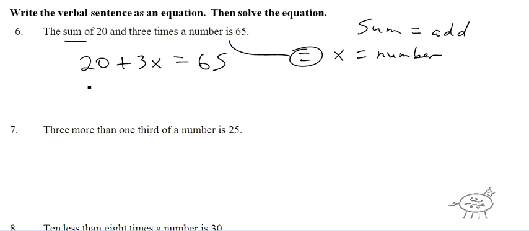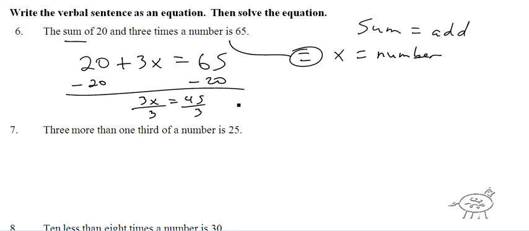That's pretty easy. So we're going to subtract 20. So 3x equals 45, divided by 3, x equals 15. Okay, there are no units for this one, so this one's a little bit easier. All right.